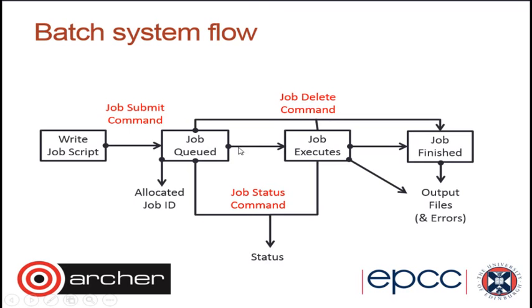Then at some point, the job executes. You can still check the status, and it'll just say, okay, I'm executing currently. And it might output some files while it's running, and once it finishes, there's some tidying up, and it might output some further files, possibly error messages as well. And throughout this entire life cycle, as soon as an ID is allocated, you can typically delete the job and just say, okay, I've changed my mind, I realize something is wrong. So on Archer, the command is qdel for that.